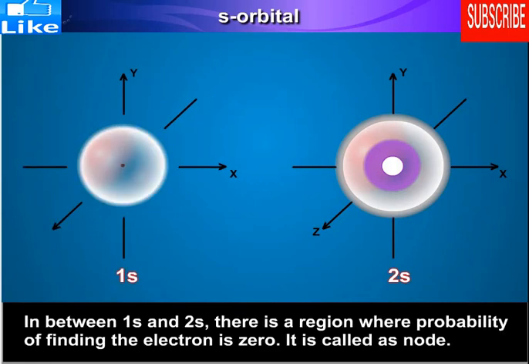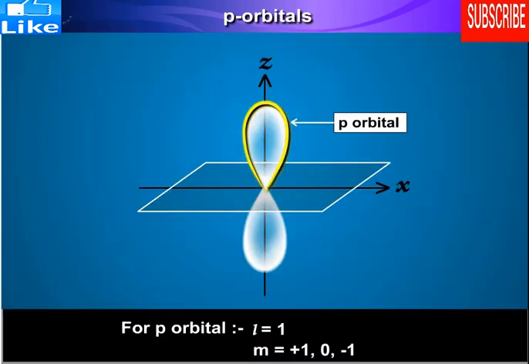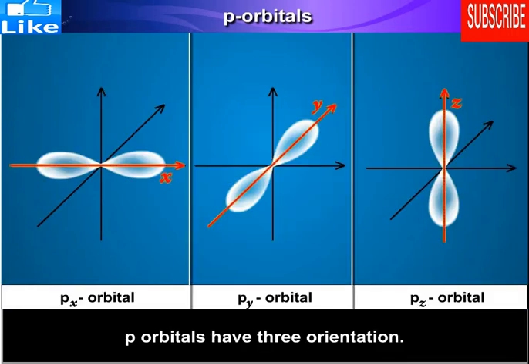In between 1s and 2s, there is a region where probability of finding the electron is 0. It is called a node. P orbital. For p orbital, l is equal to 1, m is equal to +1, 0, -1. P orbitals have 3 orientations.